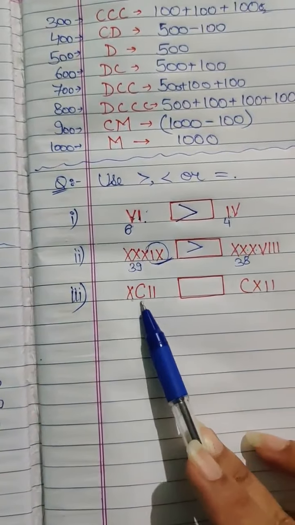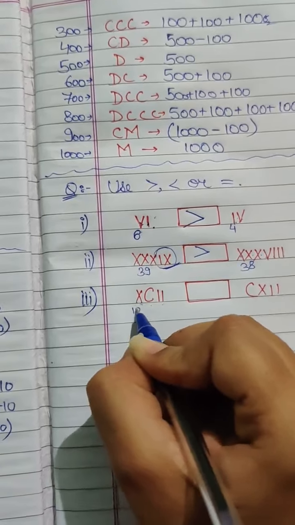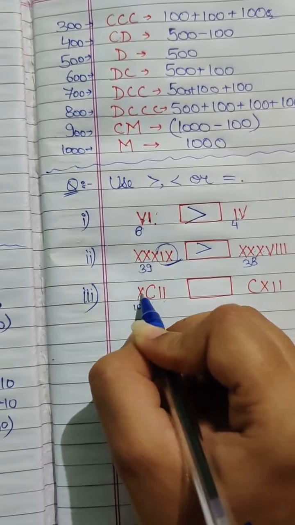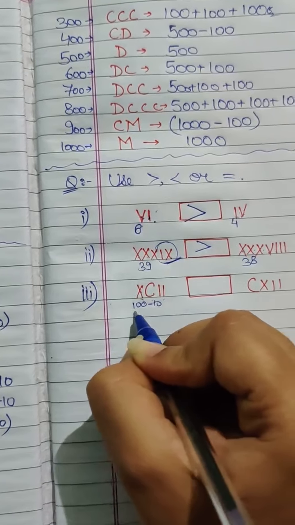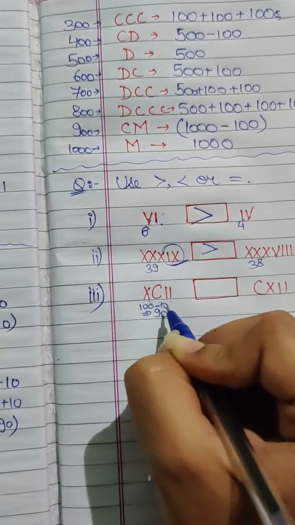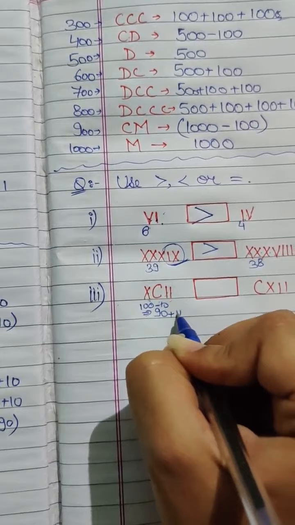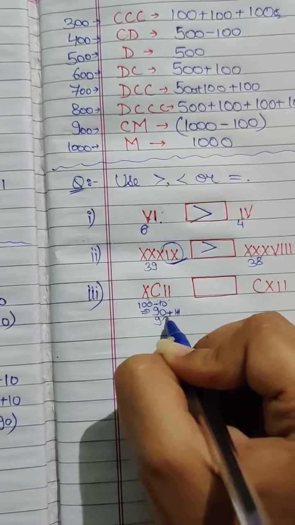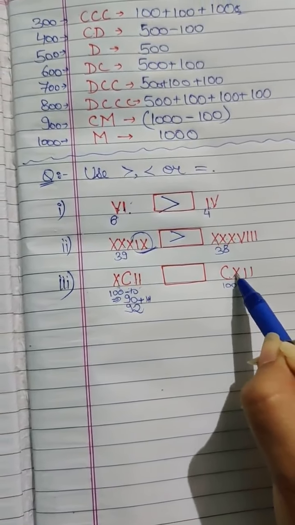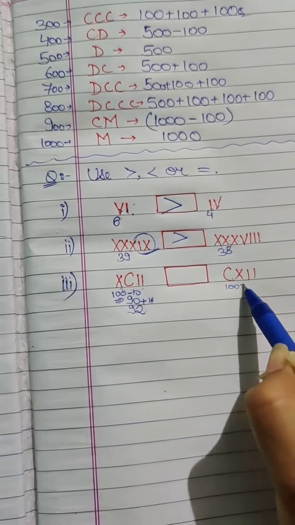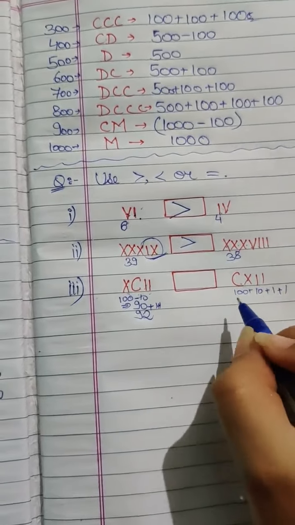Next, XCII. X means 10. C means 100. And we have put X before C. That means 100 minus 10, which is 90. 90 and plus 2 because 2 is after C, so it will be 92. Here C means 100. After C is X. After means add. We'll add it. And 2. What it will be?